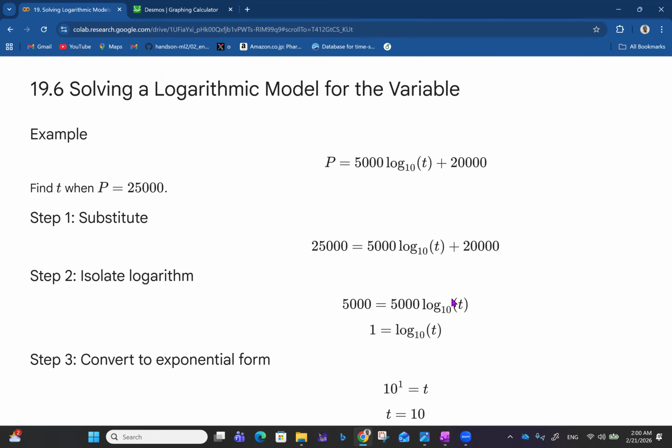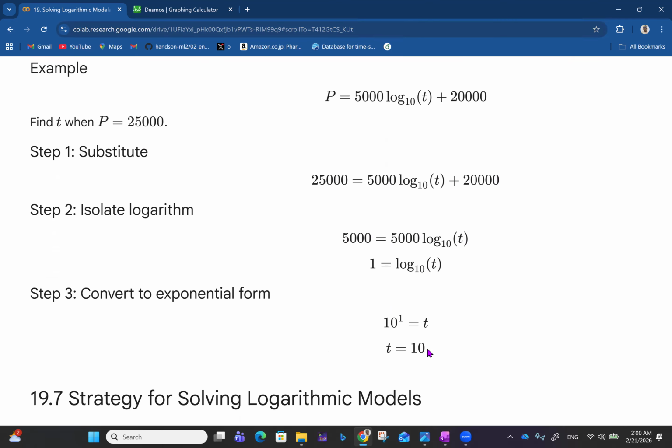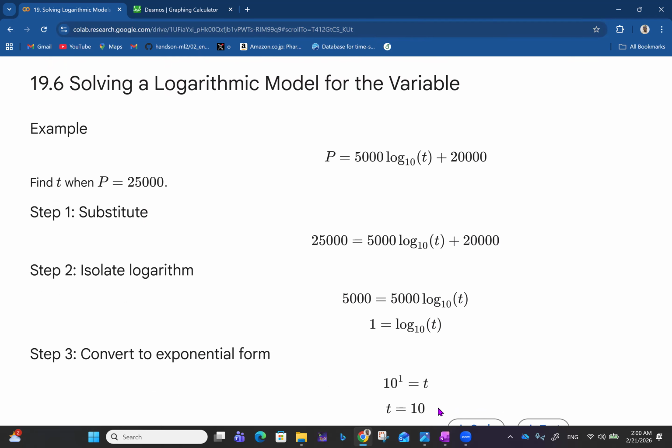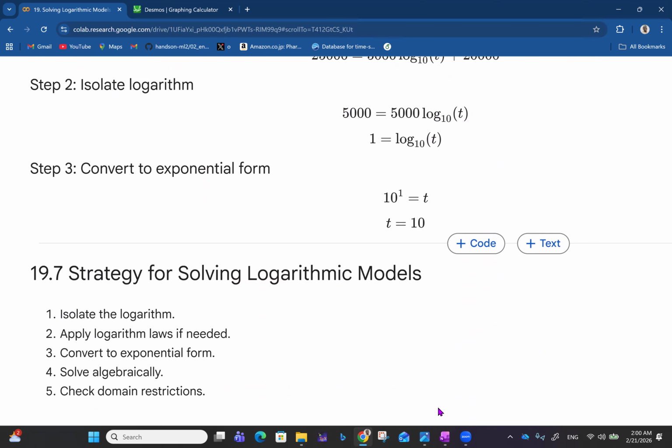The next thing, you can divide both sides by 5,000. So 5,000 divided by 5,000 on both sides, you have 1 equals log T to base 10. Now, all we need is T. So T can be isolated by raising to the power 1: 10 raised to the power 1 is equal to T. That means T is equal to 10 in this case, when P is 25,000.